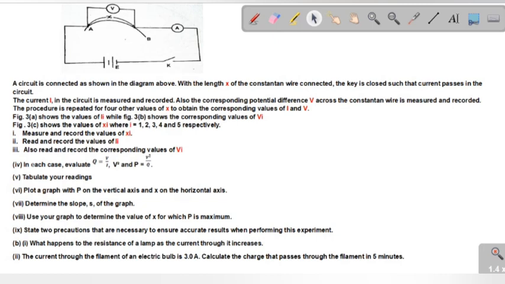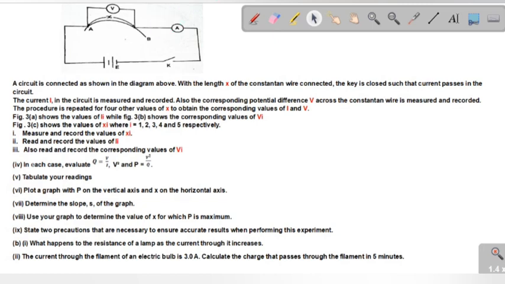So without much ado, let's quickly run through the instructions to be carried out. A circuit is connected as shown in the diagram above with the length S of the Constantan wire connected. The key is closed such that the current passes in the circuit. So this is the circuit.